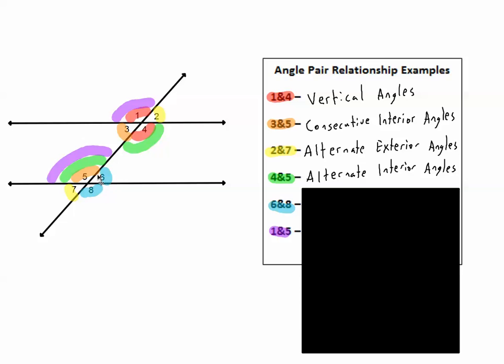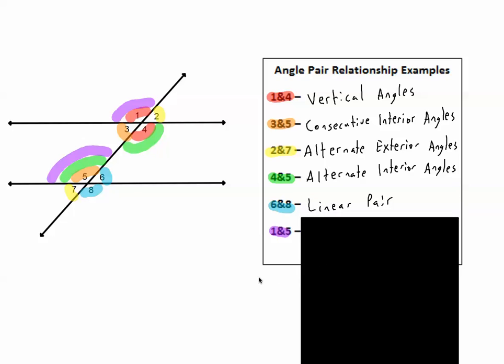6 and 8, they're right down here. They don't even use this top intersection. They are right next to each other. They're adjacent angles, and they share this line. Because of all those things, they are a linear pair. They will be supplementary angles.